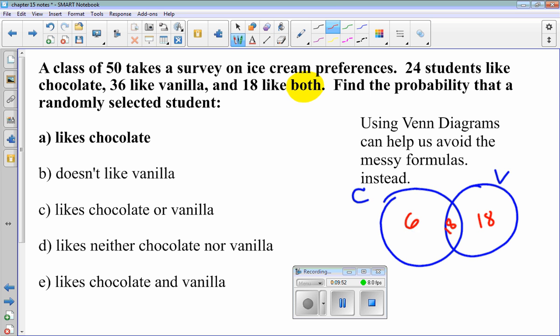18. Good. Now, I also tell you that 50 people took the survey, which means that maybe they all add up to 50. Do they? No. What do they add up to? 42. So I have 8 that didn't like any of the ice cream choices. Maybe they're a cookie dough ice cream person or something. Or maybe they just don't like ice cream altogether.